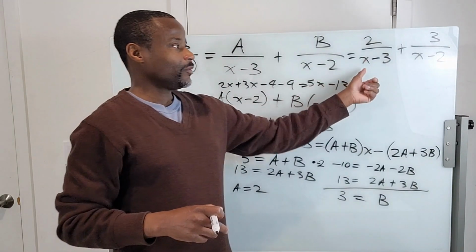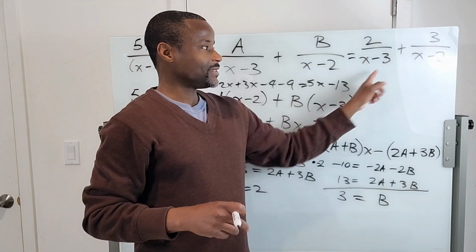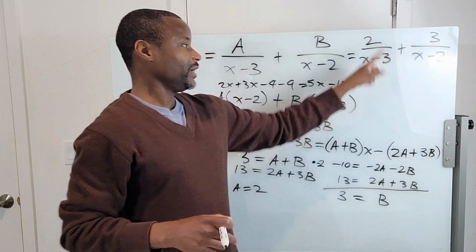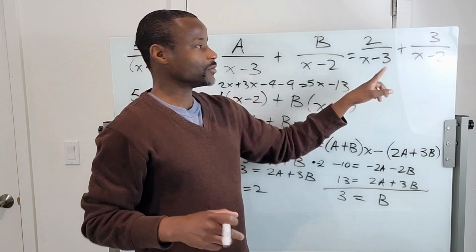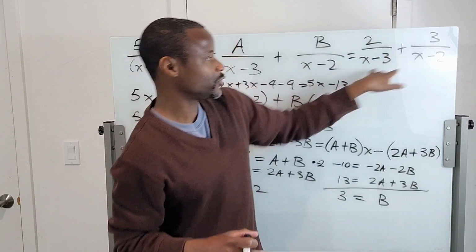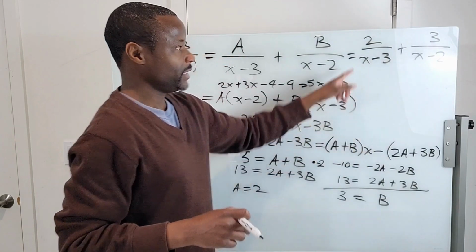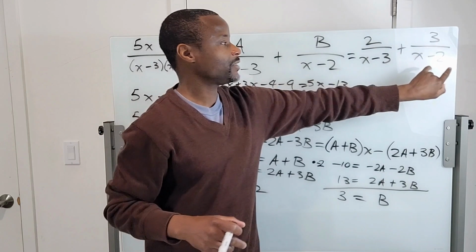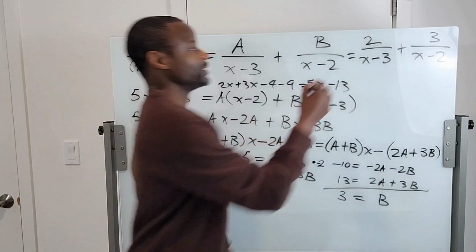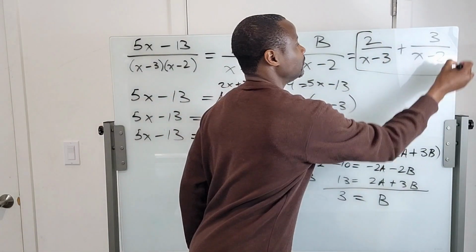Notice that if we had to integrate these, they're a lot easier because the integral of a sum is the sum of integrals. So we can simply break these up into two separate integrands, and it's easier to integrate this as well as that. So that's our final answer right here.